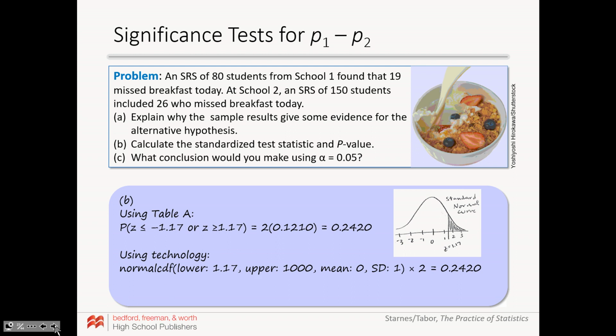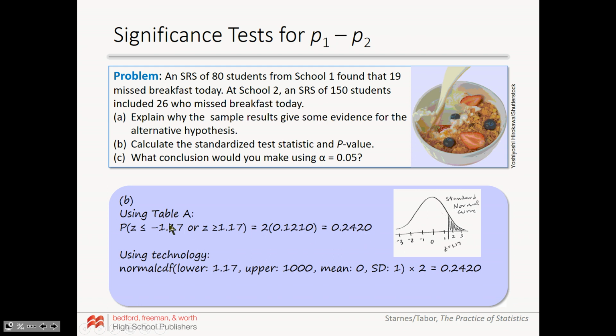So how do I calculate my p-value? Well, remember, this was a two-tailed test. Our alternate hypothesis was a not equal to. So in order to calculate your p-value, you need the probability that z is greater than or equal to 1.17. Here's my picture. But then we're going to multiply that probability by 2. So 2 times 0.1210. So our p-value is here.